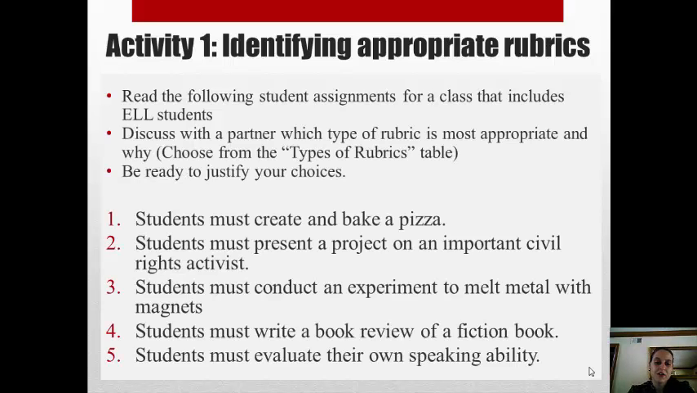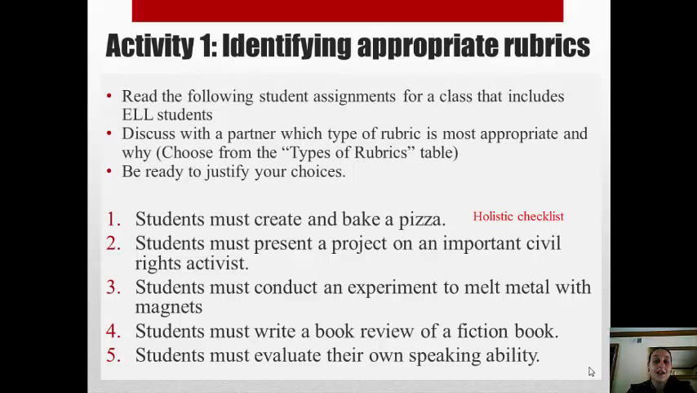So students must create and bake a pizza. I identified this as needing a holistic checklist. You may have put something different, which is okay, depending on how complex a task you're thinking this might be, and how many skills you're testing, right? But I identified this to be a pretty simple task, and a checklist would allow me to assess the students as following a particular order in which to create a pizza, right? Like rolling out the dough, adding the tomato sauce, and so on.